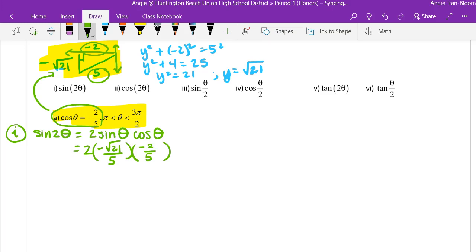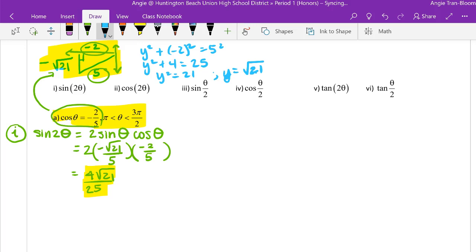Now we are going to slowly distribute this out, so we are going to have a positive 4 rad 21 all over 5. Rad 21 we can't, I'm sorry, over 25. Oh my gosh, sorry. I'm having an off day, which happens a lot, doesn't it? Okay, rad 21 can't simplify any further, so guess what? That is my final answer for 1i.